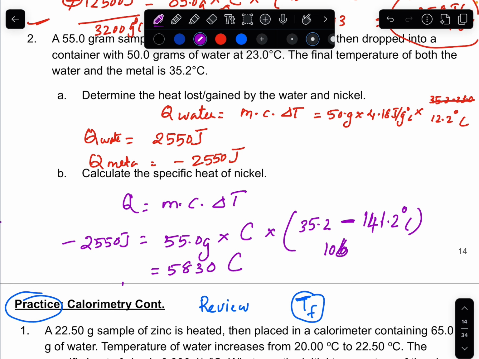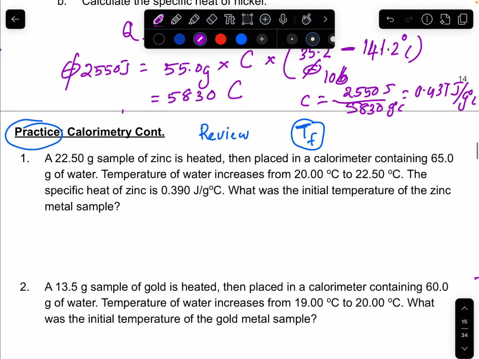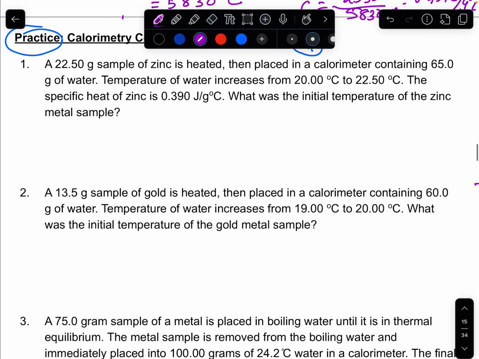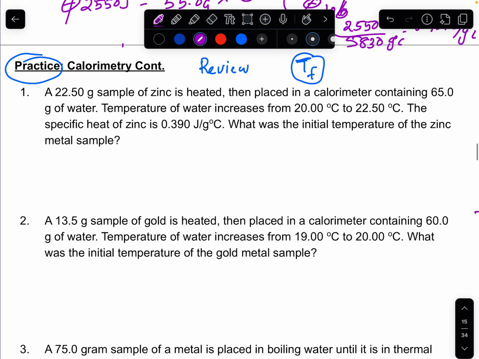5830 C. So then C is equal to, this will be negative, this negative and this negative cancel, so 2550 divided by 5830. This is joule, this is gram degree Celsius. So your answer is 0.437 joule per gram degree Celsius. Okay, that's how you are doing it. So these are the practices. You are going to do this as homework or a review for the test.